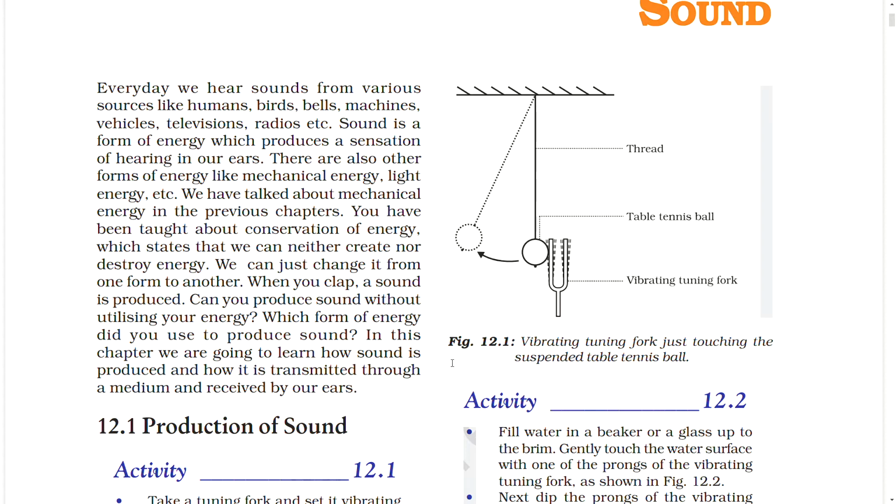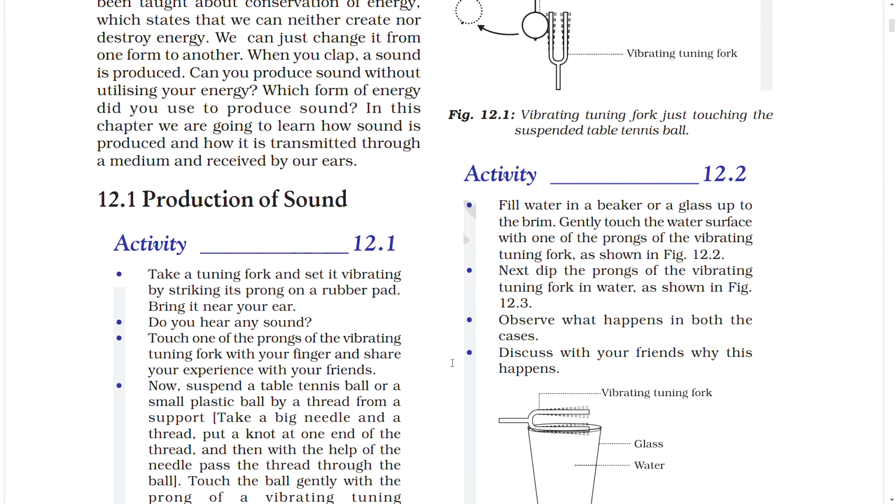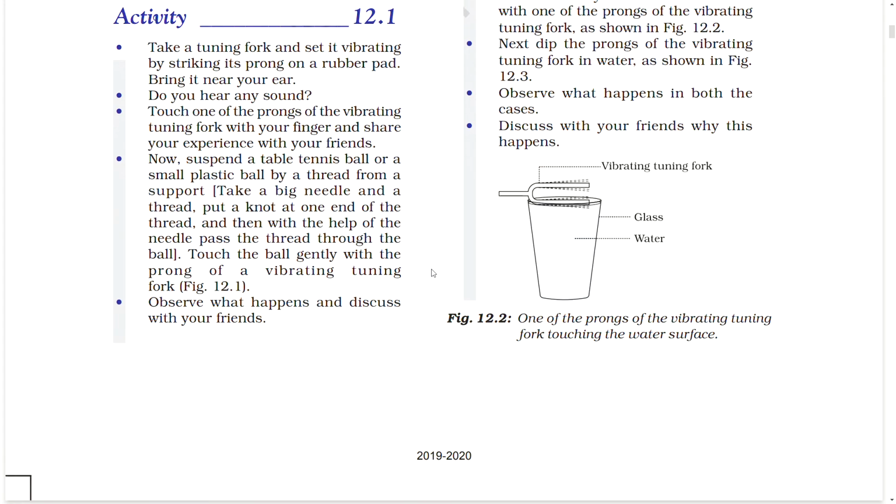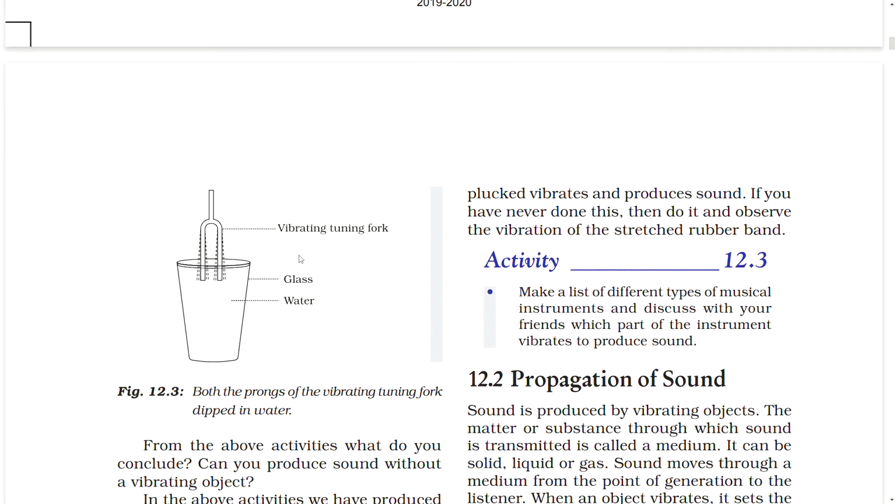Activity 12.2. Do this. Fill water in a beaker or a glass up to the brim. Gently touch the water surface with one of the prongs of the vibrating tuning fork as shown in the figure. Next, dip the prongs of the vibrating tuning fork in water as shown in the figure. Observe what happens in both the cases. Discuss with your friends why this happens.